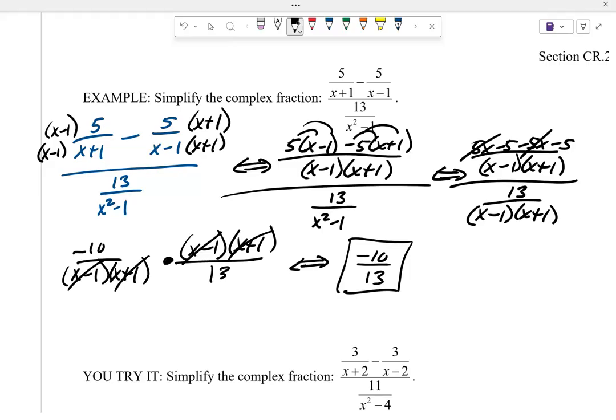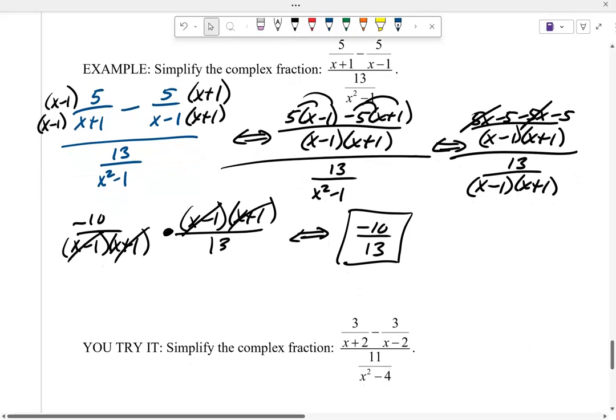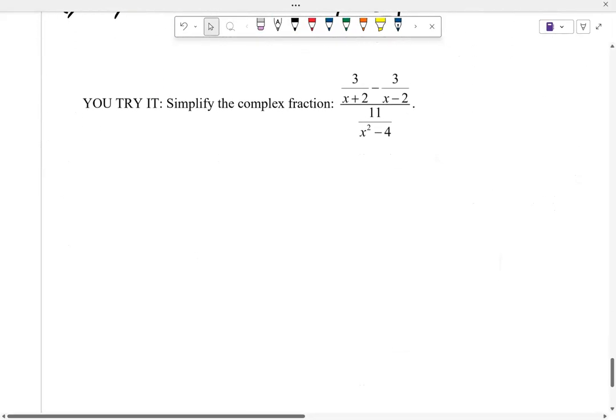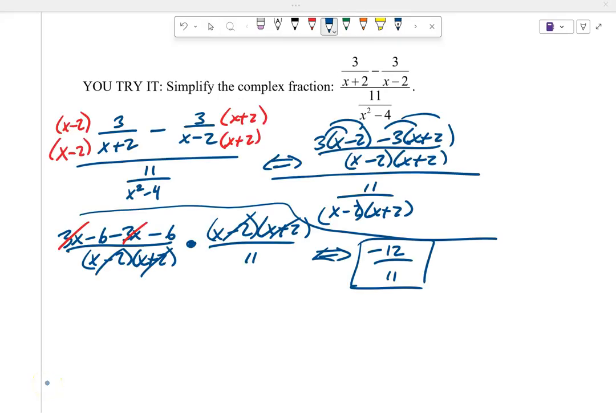So go ahead and try this last one here. Go ahead and pause the video if you need to. You should end up with negative 12 over 11.